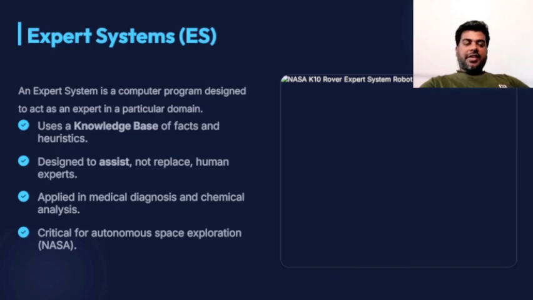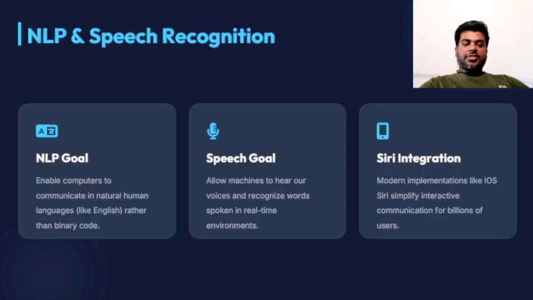Now we'll go to slide 7, that is NLP and speech recognition. The visual that you see is the tiles of language, speech, and Siri. So communication is a human hallmark, and AI is mastering it through natural language processing, or NLP. Here the goal is simple: let machines understand English or Hindi just as easily as they understand binary code. Combined with speech recognition, which allows machines to process the human voice, we get tools like Siri or Google Assistant that make technology accessible to everyone through simple conversation.